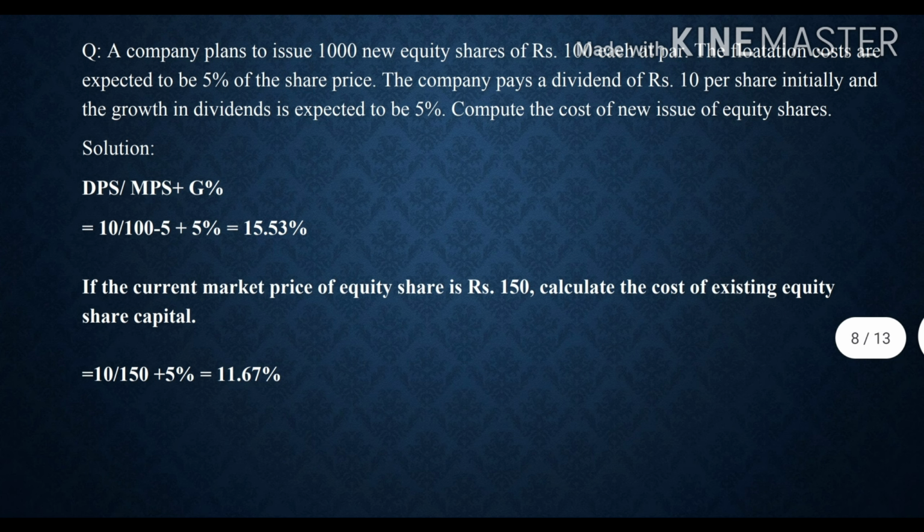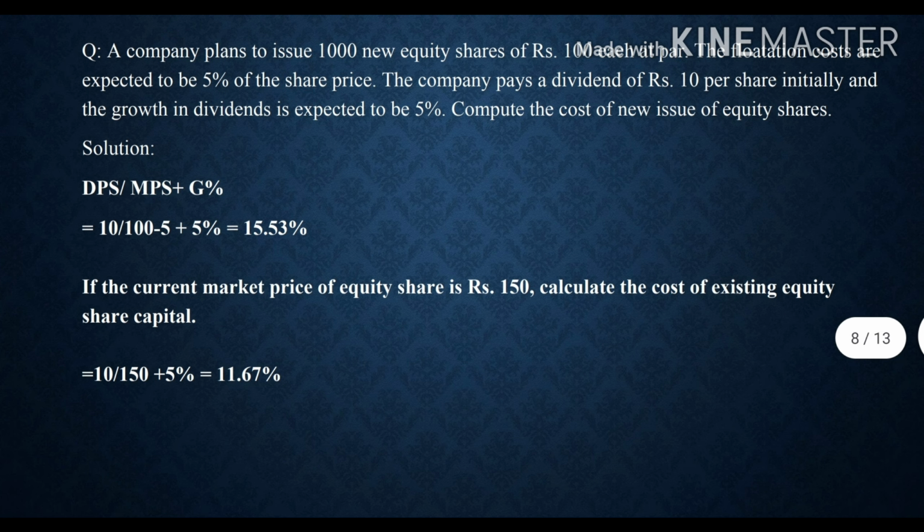So, dividend how much? Rupees 10, right? And market price? See the question, the flotation costs are expected to be 5% of the share price. So, 100 minus 5. And here we have to add the growth rate. Here growth rate is 5%. When we apply the values in the equation, 10 divided by 100 minus 5 plus 5%, we will get 15.53%.